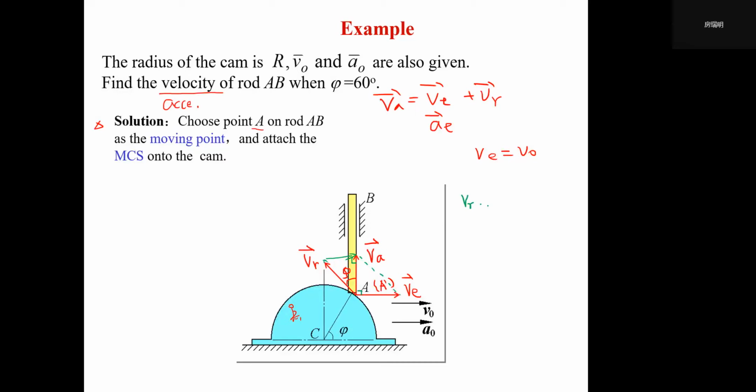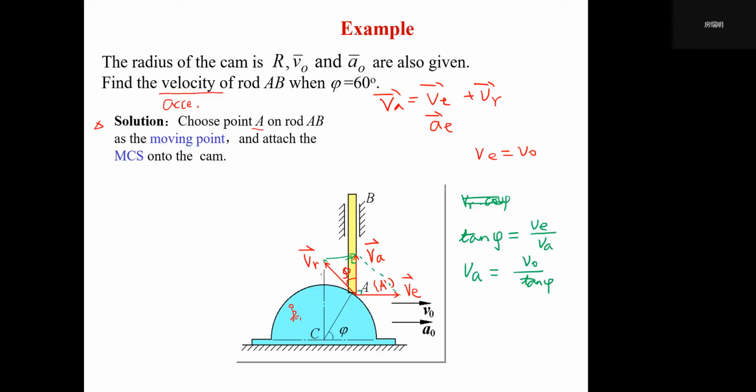So we have cosine phi equal VA, right? But here our VE is known. So we had better use tangent phi. From this triangle, tangent phi will equal VE over VA, right? Because we know VE is V0, and what we want to find is the velocity of AB, that is VA, which should be V0 over tangent phi.